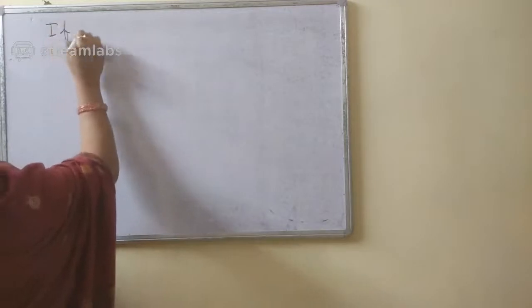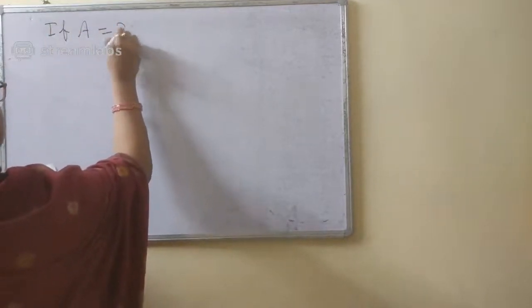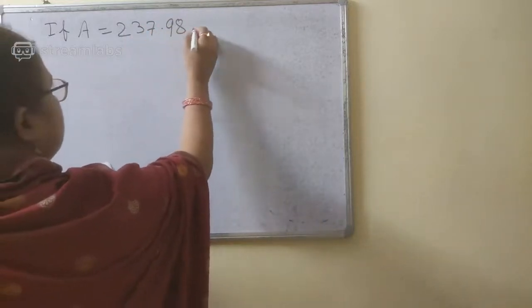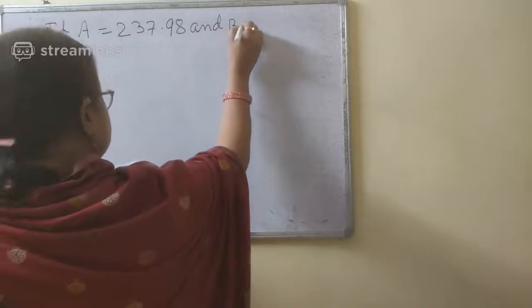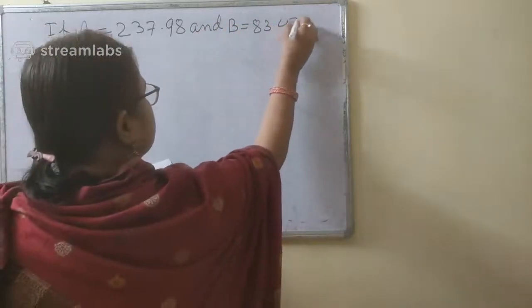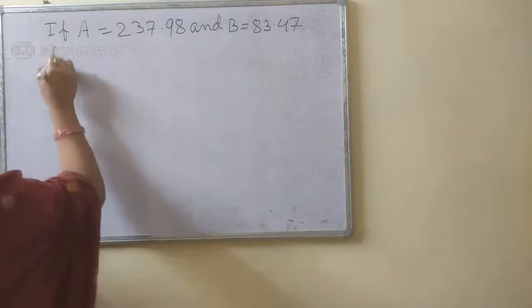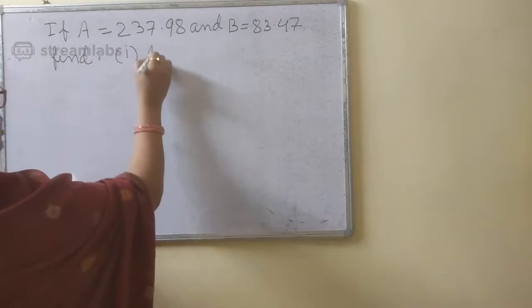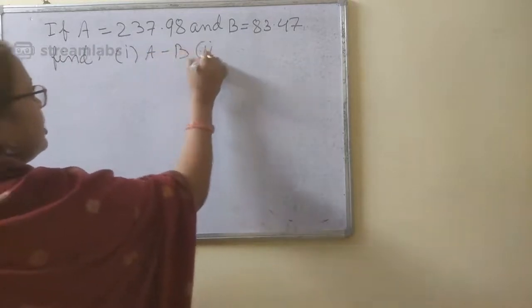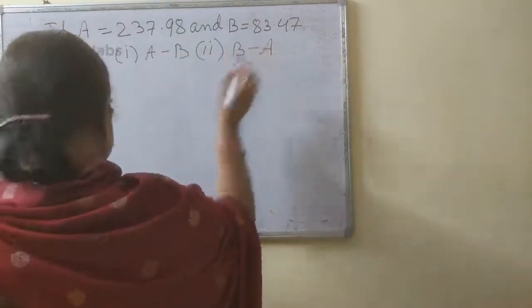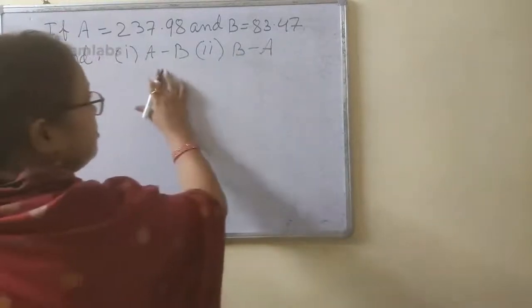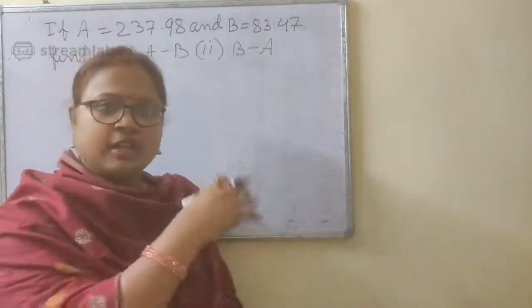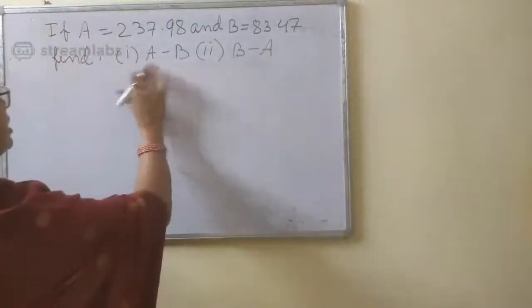If A is equal to 237.98 and B is equal to 83.47, find A minus B and B minus A. This is the question. Discuss the concept. Same concept we will apply here. Okay. So first A minus B.